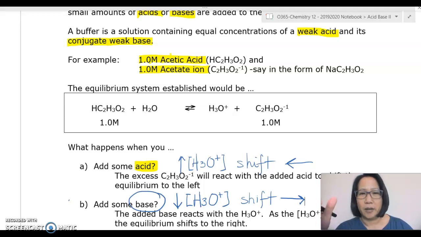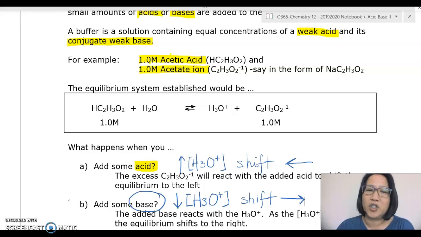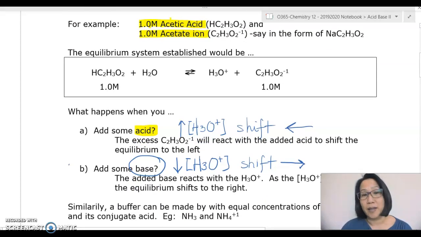So by creating this buffer, creating an equilibrium system that contains approximately equal concentrations of a weak acid and its conjugate base, the overall big picture is this equilibrium system is able to absorb any additional acid or additional base that might come in, and the pH won't change all that much. Okay, got it. And going back to our blood example, that's pretty important.